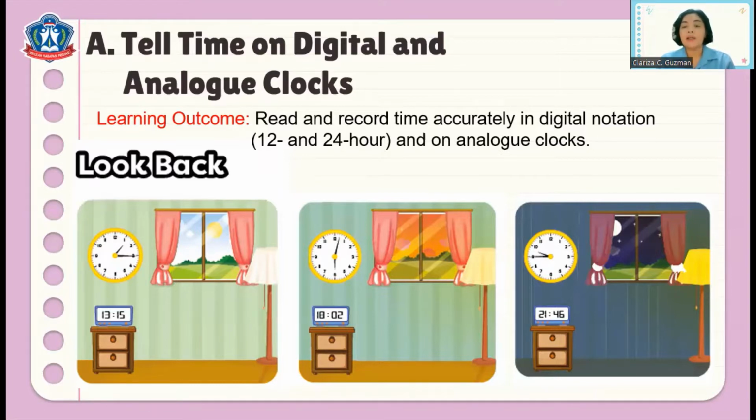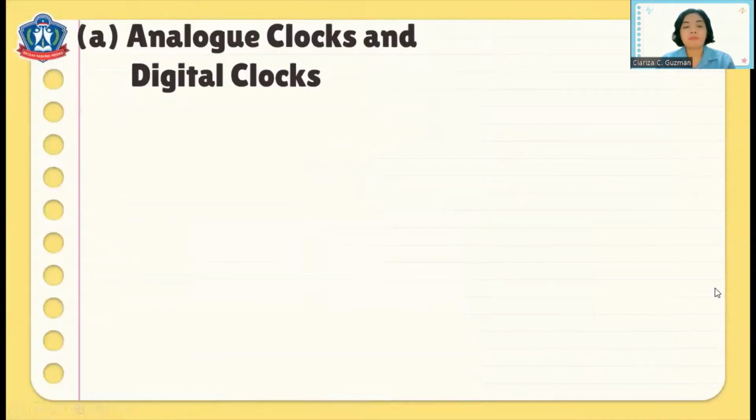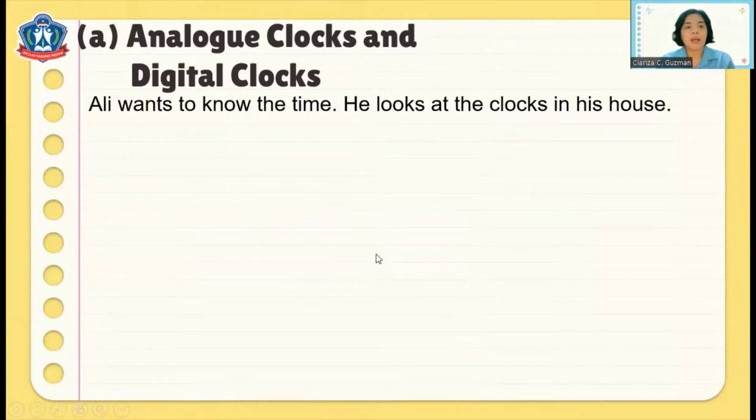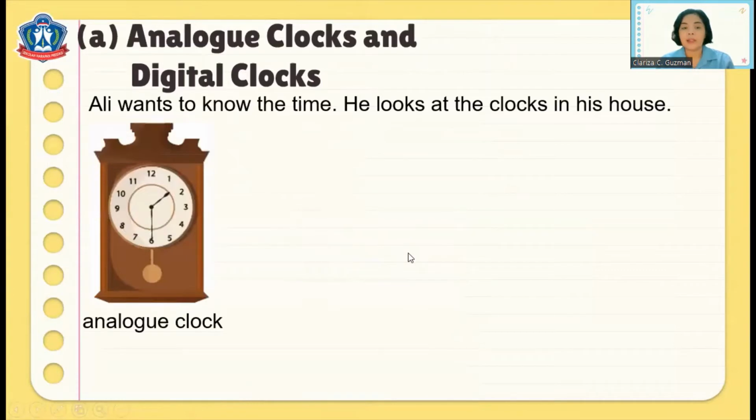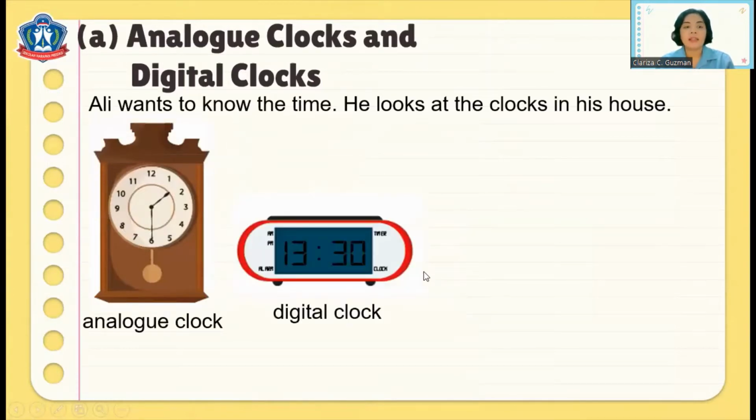So are these clocks the same? Are they the same time or not? Okay, let's continue. Analog clocks and digital clocks. Ali wants to know the time. He looks at the clocks in his house. So Ali has two kinds of clock, analog clock and digital clock.